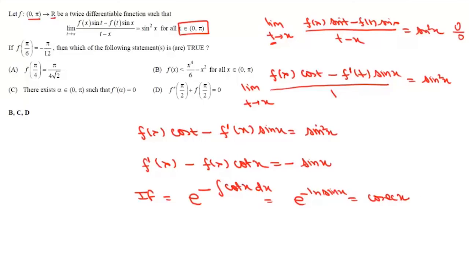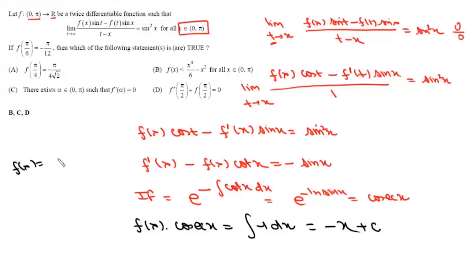So we solve this integral, and we'll get f(x) into cosec x will be equal to the integral of minus sin x into cosec x. So it will be the integral of minus 1 dx, which is minus x plus c. So we can write this function f(x) as minus x sin x plus c sin x.